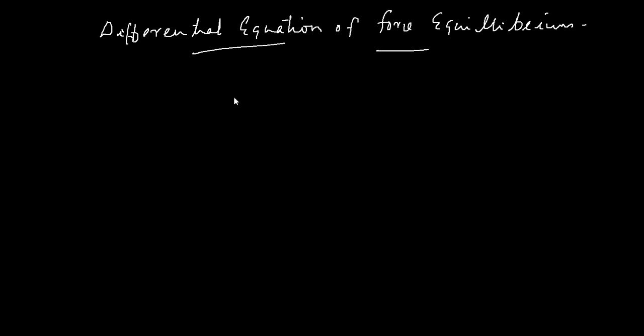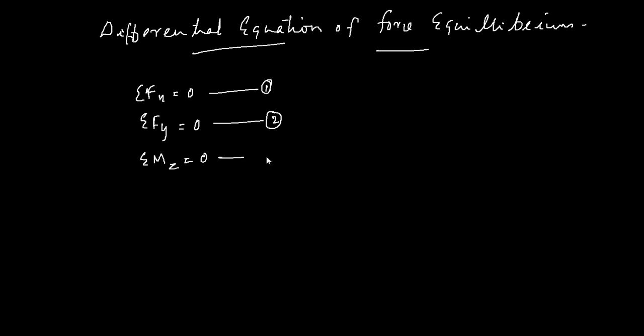In a previous couple of videos, we discussed that the static equilibrium of force is governed by three equations, such as summation of forces in x direction is 0 and summation of forces in y direction is 0. These are the equations for force equilibrium. And we have another equilibrium for static equilibrium of a body, which is a summation of moments about z is equal to 0. But we are only concerned about the force equilibrium equations in this video.